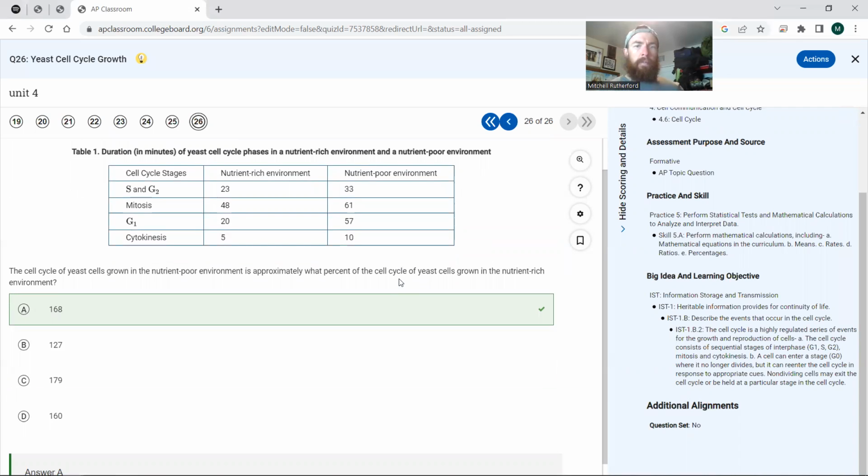But yeah, it requires your knowledge of the fact that the cell cycle is all of these things: S, G2, mitosis, G1, and cytokinesis. As long as you know that that's the entire thing, then you know to add them up and then create that ratio. So give it a shot.